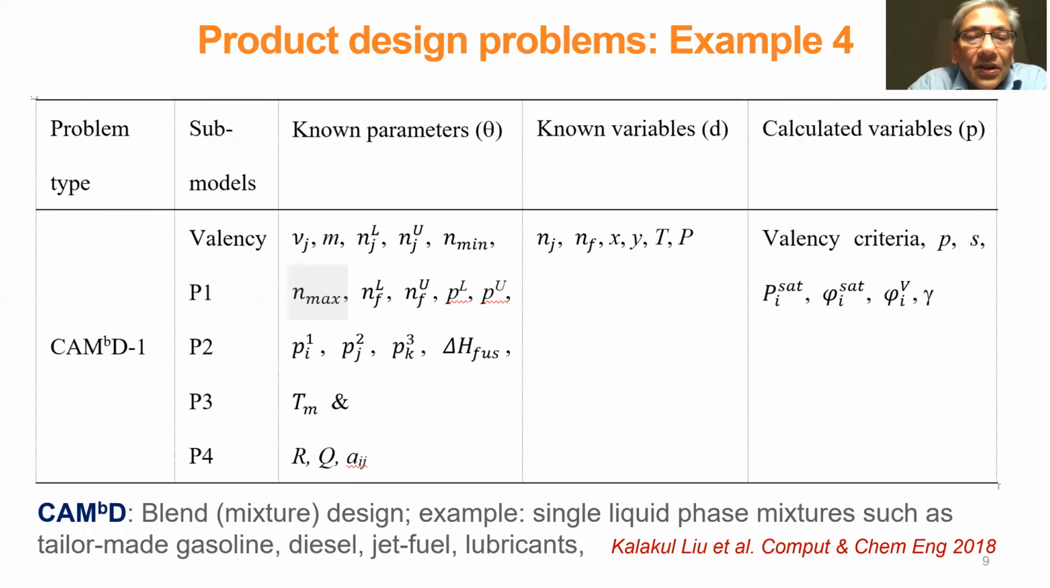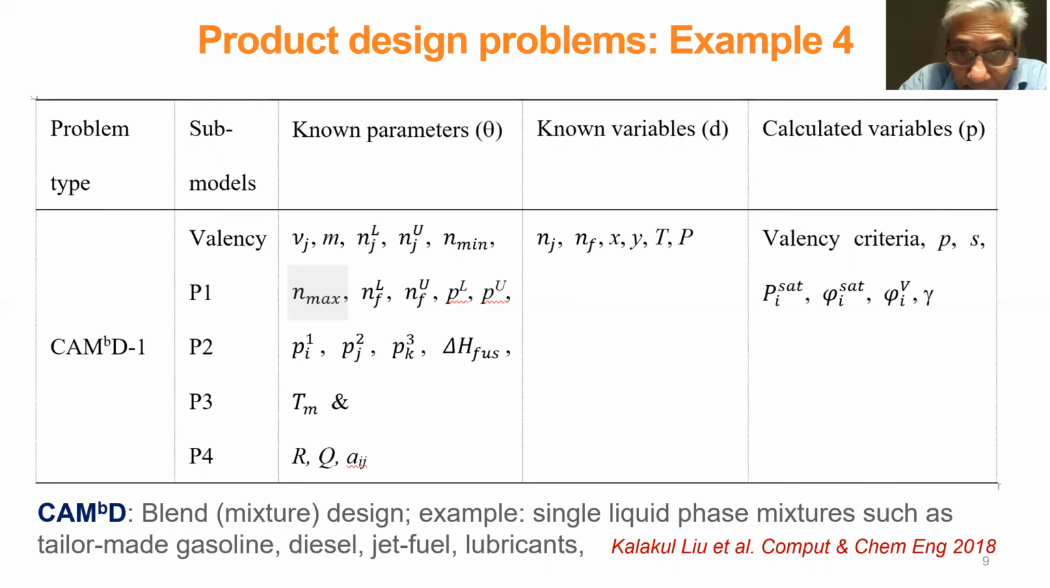And this one is another type of problem, which is the blend. That means we have liquids of different types, and we will mix them together to form a blend. Typical problems like these are gasoline, diesel, jet fuel, lubricants, and others. Here the difference from the other problems is P3, which are models for mixture. That is, properties of the mixture need to be calculated.